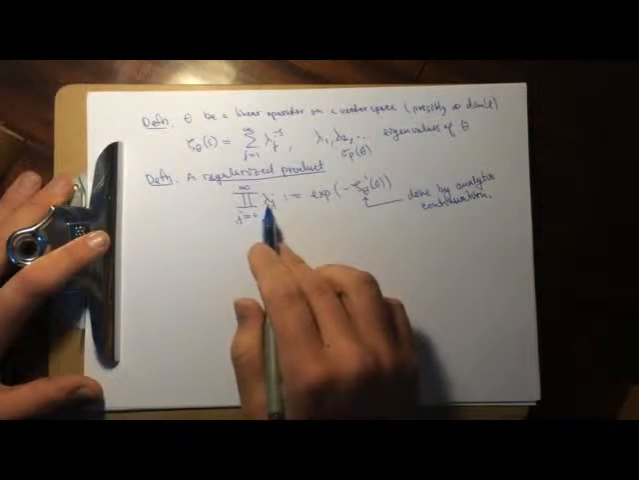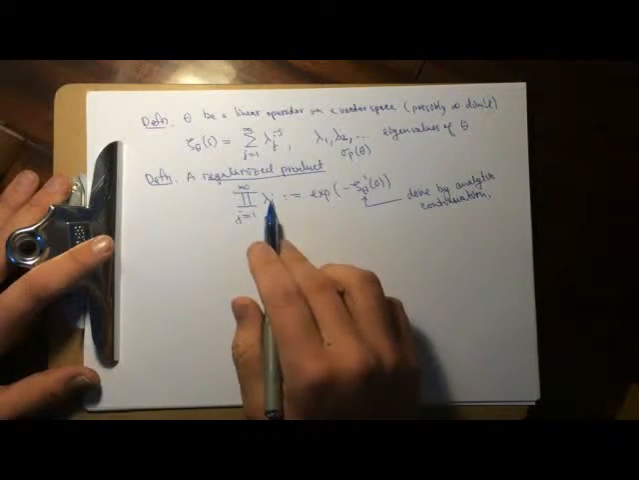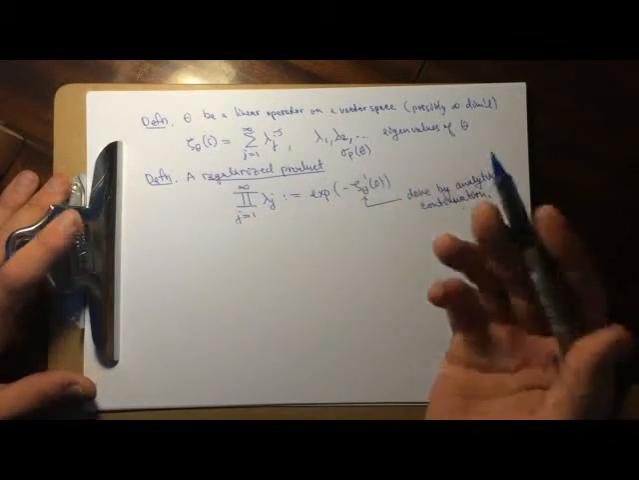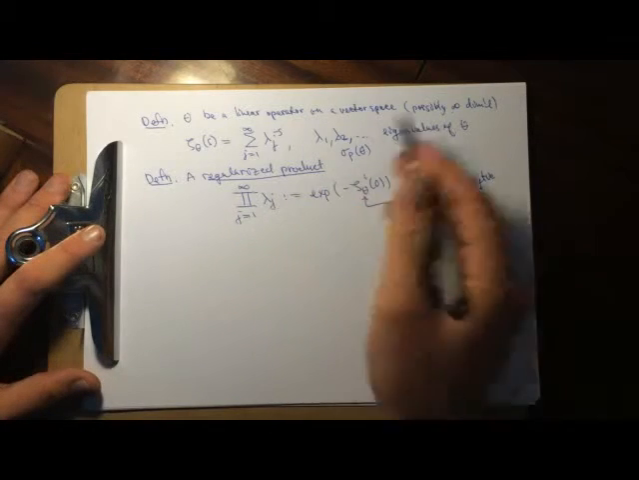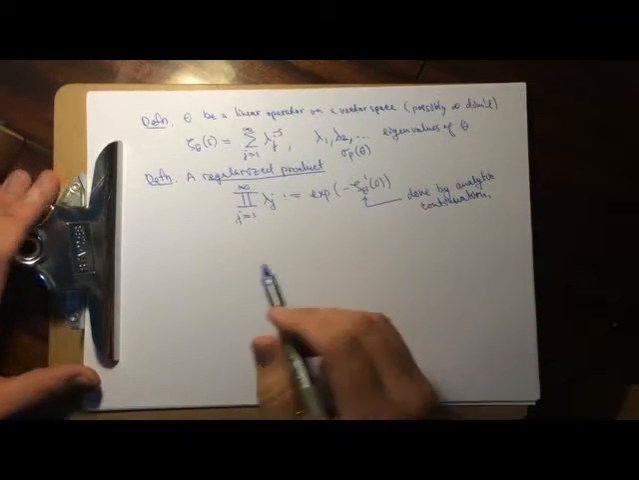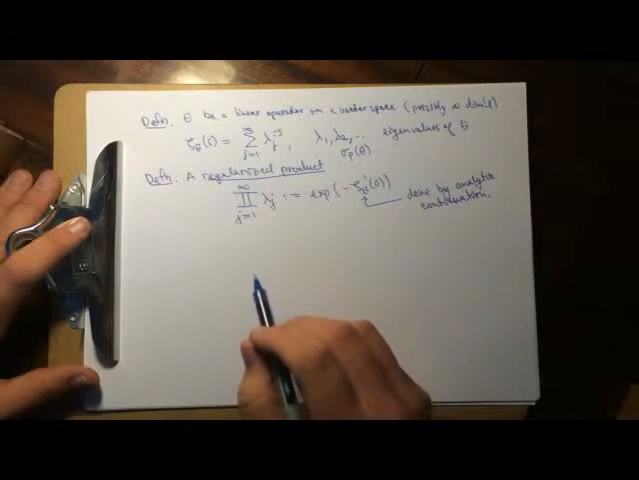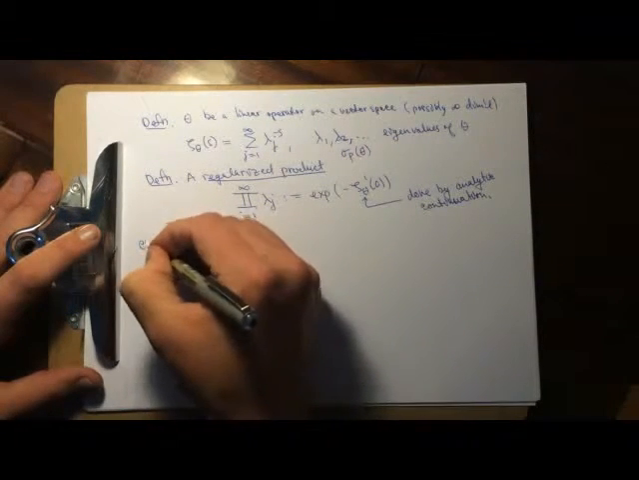Here, I guess you don't need these to be associated to an operator, but you could just take a sequence of complex numbers and this will work. All right, so let me give you an example.